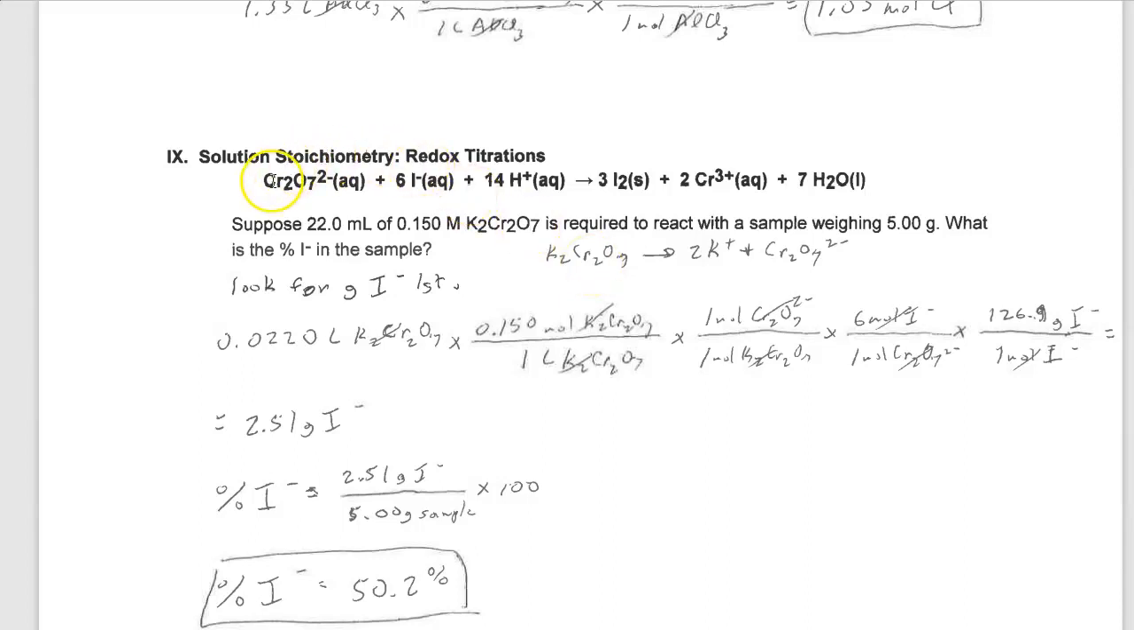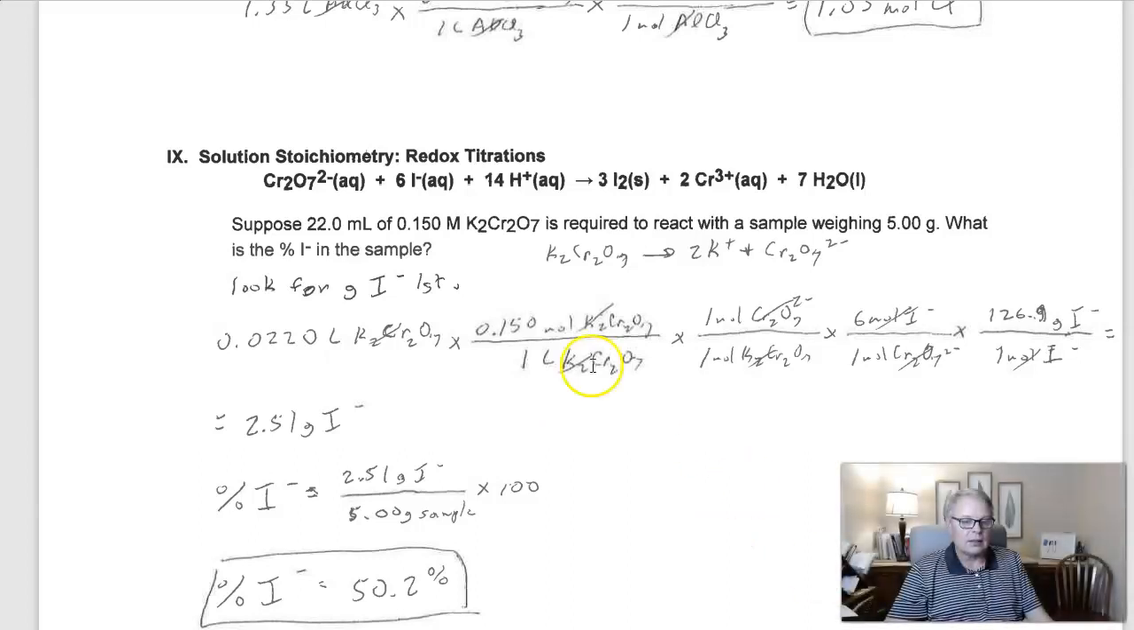But I got to get to this moles of dichromate somehow first. So how do I get from moles of potassium dichromate to moles of dichromate? Well, again, what it comes down to is you've got to realize that when you put potassium dichromate in water, how does it go into solution? Well, it breaks apart into its ions. Okay, so what ions do I get from this? Well, I get 2 potassiums, and I get 1 dichromate.